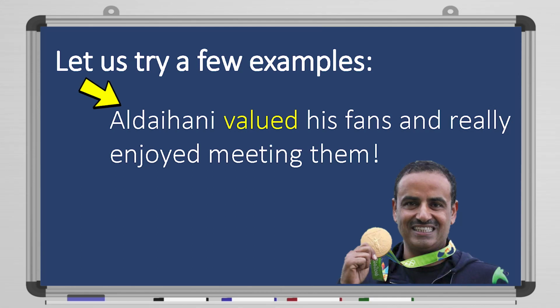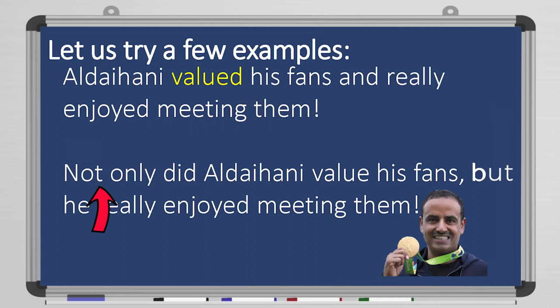Now, this is a regular sentence. If I want to show that he really, really values his fans, I'm going to use inversion. So I'm going to use not only. Not only, but. Not only is always paired with what? But. Not only did he value his fans, but he really enjoyed meeting them. Let's break down the sentence together.